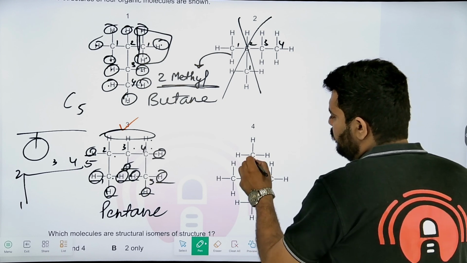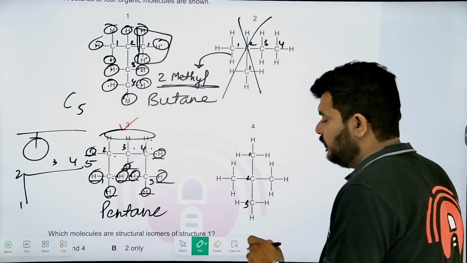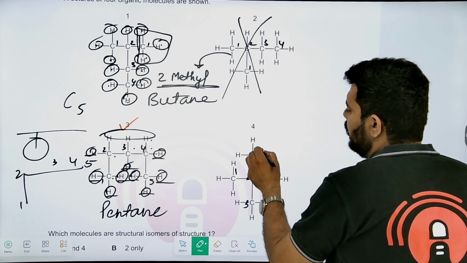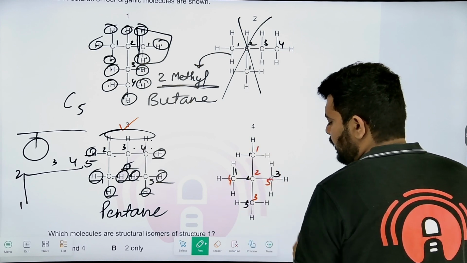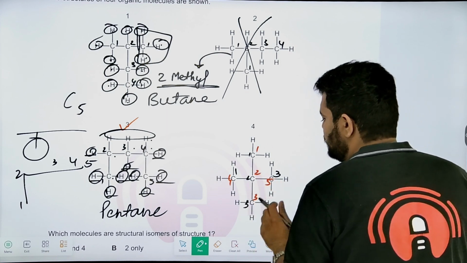Let's look at this also. 1, 2 and 3. Right? This is the longest chain. If you go like this, it is also 1, 2 and 3. This is the longest chain. But the number of carbon is 1, 2, 3, 4 and 5. There are 5 carbon. So with that in mind and it being an alkane, let's name this.